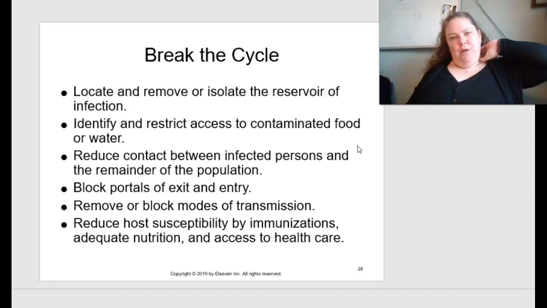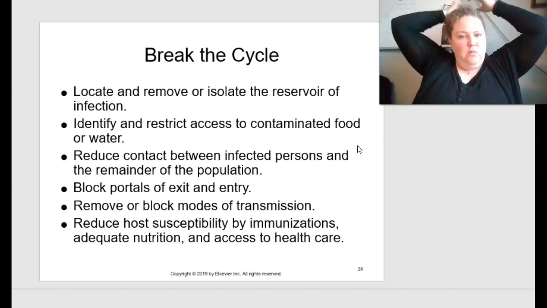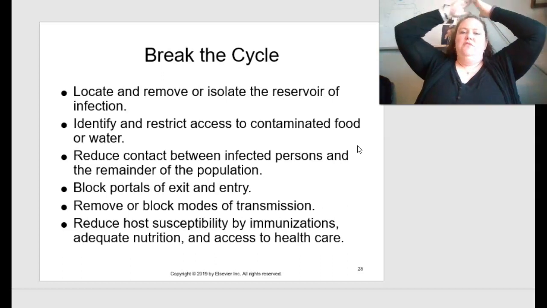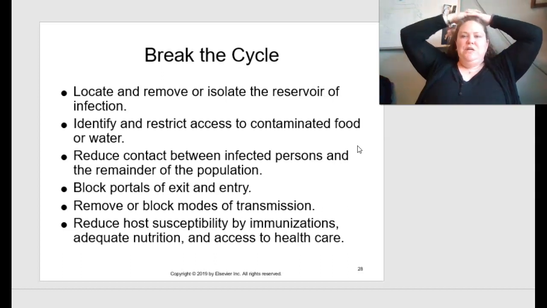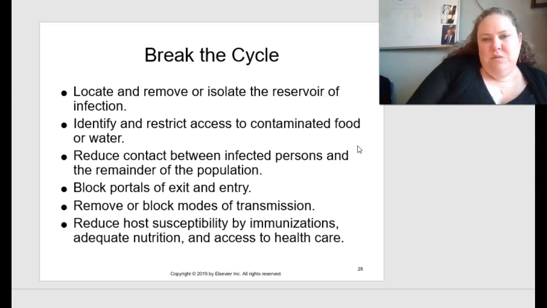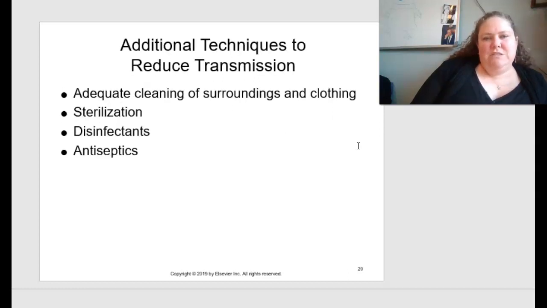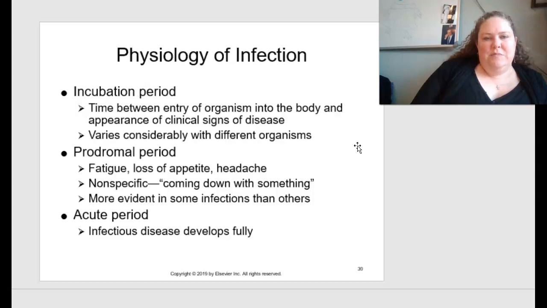So when we go to break the cycle, we have to locate and remove or isolate the reservoir of the infection. Then we're going to identify and restrict the access to the contaminated food or water, reduce the contact between the infected persons and the remainder of the populations, block portals of exit and entry, remove or block modes of transmission, and also reduce host susceptibility by immunizations, adequate nutrition, and access to healthcare. Additional techniques to reduce transmission would be adequate cleaning of the surroundings and clothing, sterilization, disinfectants, and antiseptics.